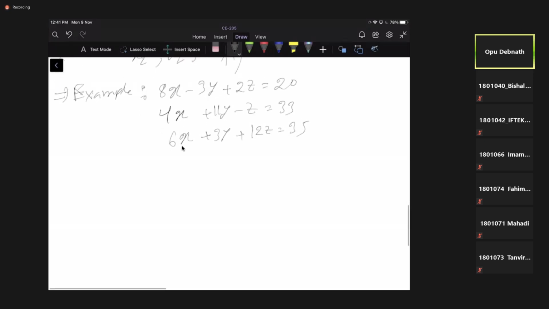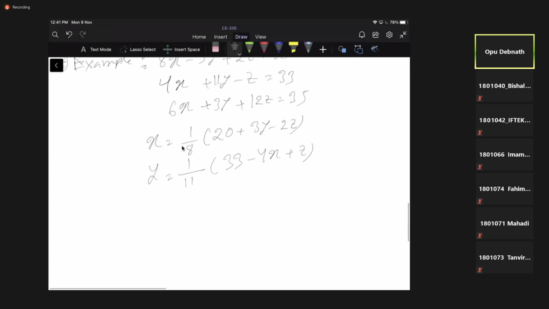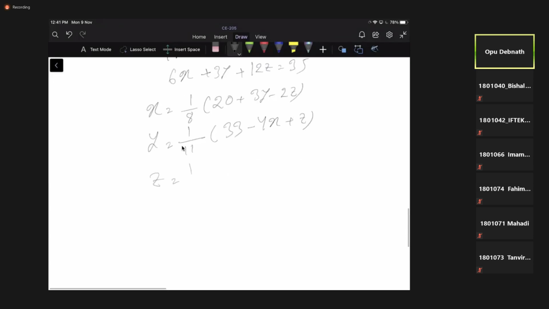So we can rewrite all these equations like x is equal to 1 by 8th of 20 plus thrice y minus twice z. Y will be 1 by 11th of 33 minus 4x plus z, and z will be 1 by 12 of 35 minus 6x minus 3y. Okay, so this is equation 1, this is equation 2, and this will be equation 3.